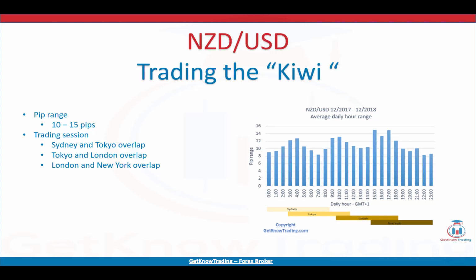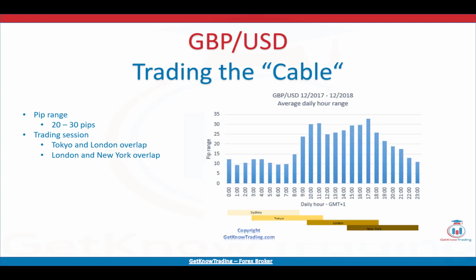Then we have New Zealand dollar and US dollar, which is similar to Australian dollar and US dollar. The pip range is similar on all trading sessions, but it declines at the end of New York trading session. The last two pairs are GBP pairs, and they are most volatile pairs from the list. First one is GBP USD with 20 to 30 pips range. The best time to trade the pair is during London and New York trading session.